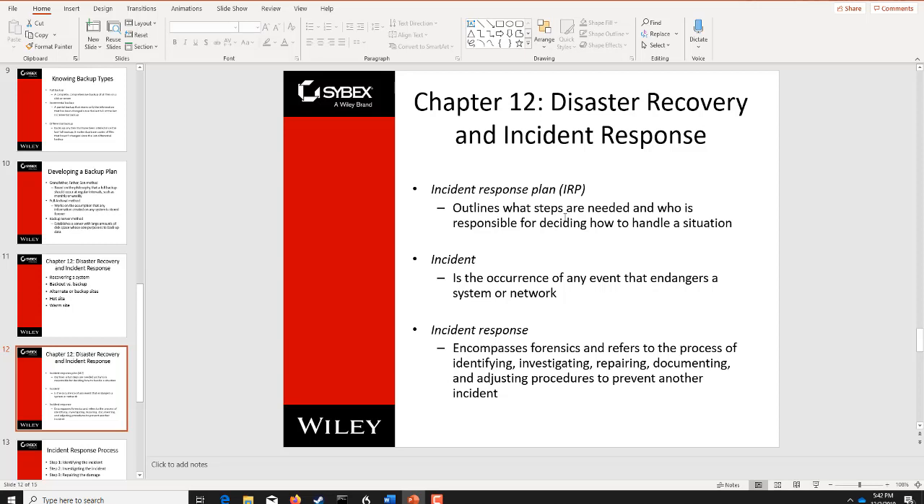You need to identify or define what an incident is. It is the occurrence of an event endangering the system, network, or business. And the response encompasses anything that we need, whether it's forensics, backup, or actually restoration: the process of identifying, investigating, repairing, documenting, whatever, in order to get the system back to normal, and basically do a lessons learned to figure out what happened, why it happened, and how we can prevent it from happening again.